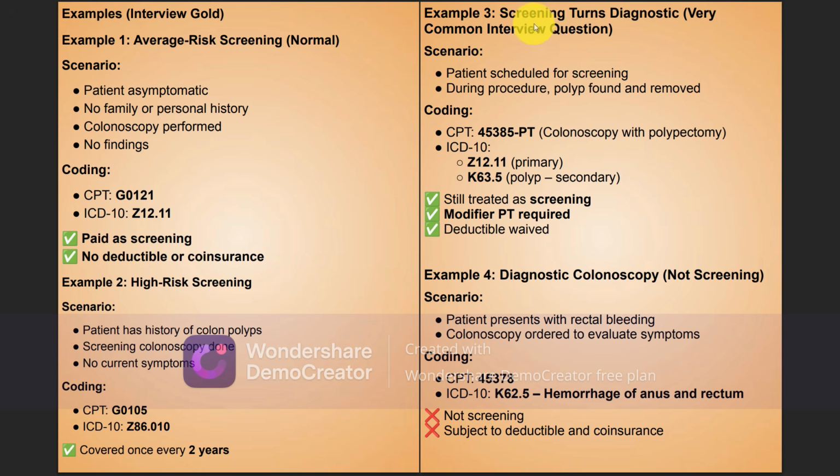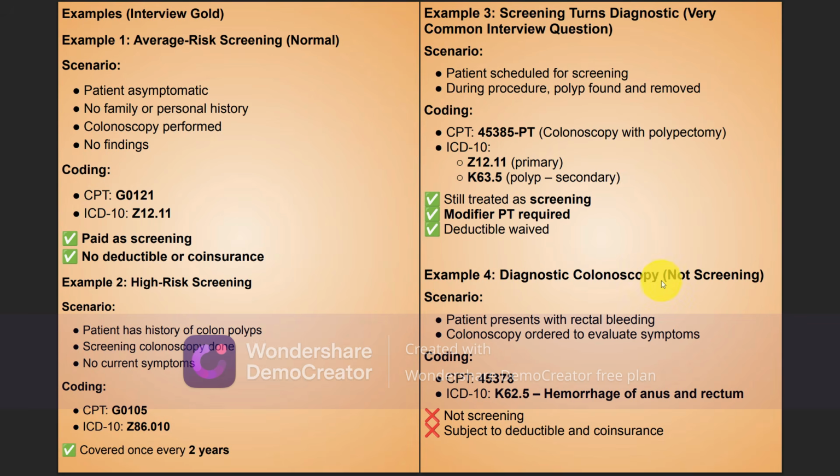Example three is given: a screening turns diagnostic. Very common interview question. Scenario: patient scheduled for screening, during the procedure polyps found and removed. CPT code here 45385 with modifier PT, colonoscopy with polypectomy. ICD Z12.11 primary, K63.5 polyps as secondary, still treated as a screening. Modifier PT is required, deductible waived.